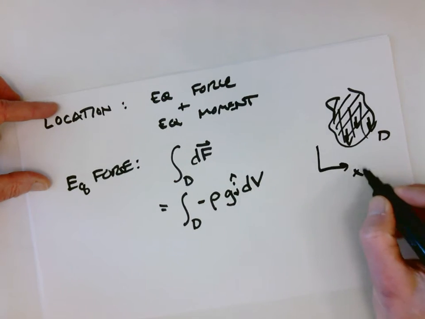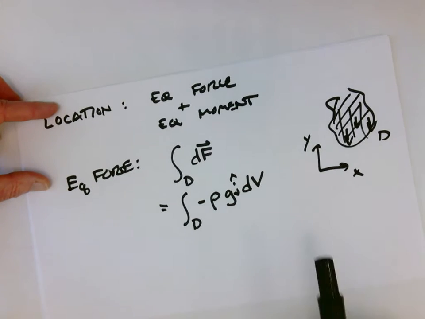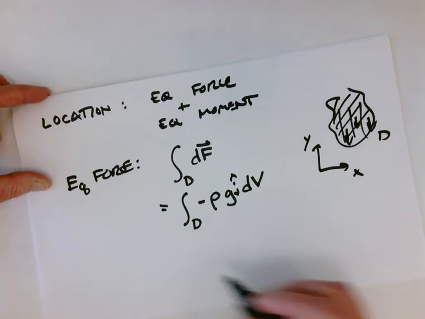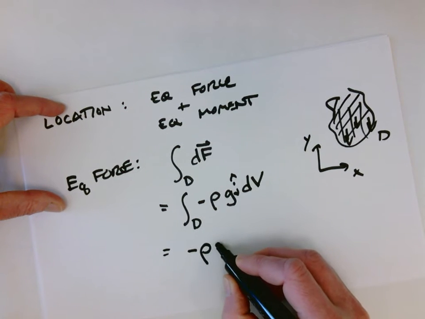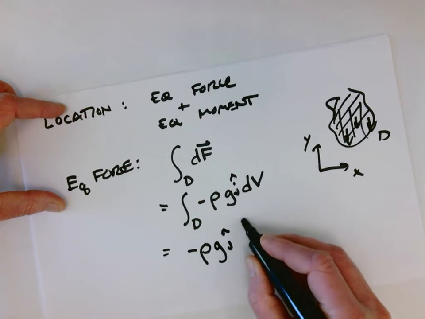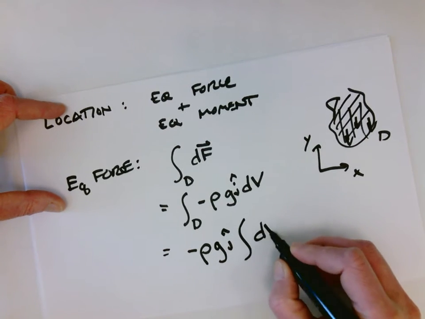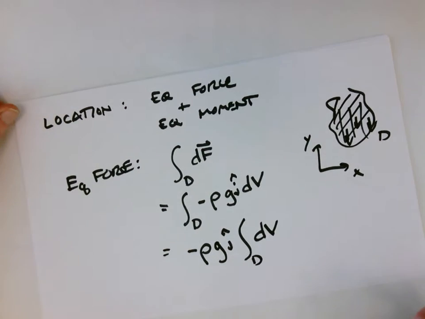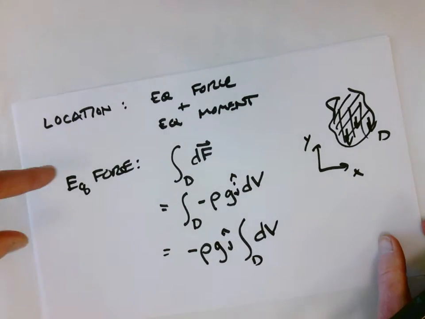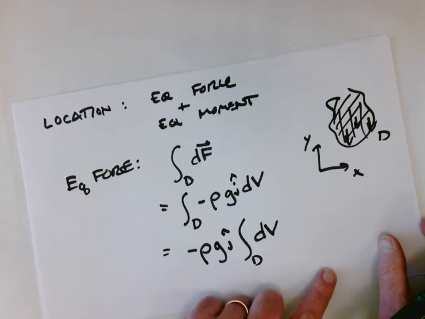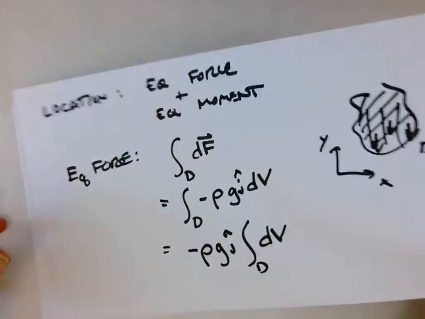assuming that gravity is in the minus j hat direction. So my equivalent force, not surprisingly, as we found before, is minus rho times g times j hat times the integral of dV. So that's what the equivalent force is. But let's actually ask a different question. What's the equivalent moment that is generated by the gravitational force in this case?